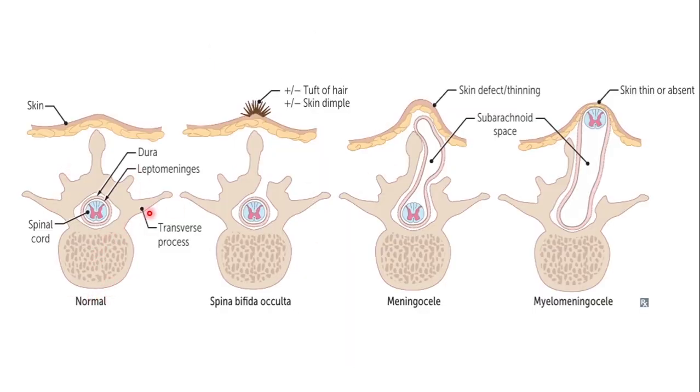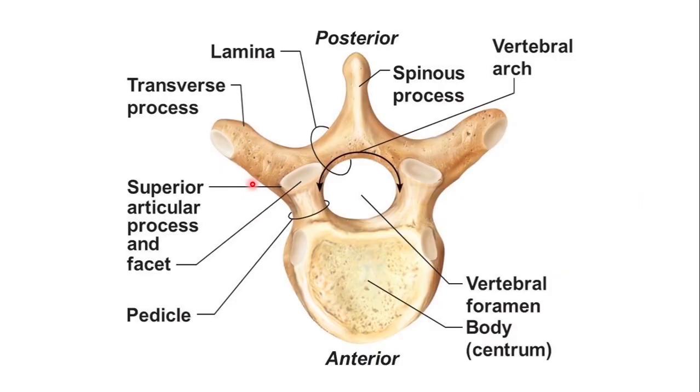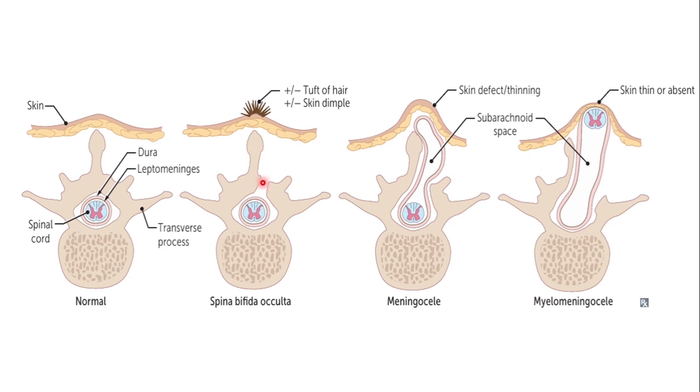This is the normal vertebrae, and then we have the first type of the spina bifida, which is the spina bifida occulta. What happens here is basically this vertebral arch does not fuse well, okay? So there is a problem in the fusion of the vertebral arch, but we have an intact neural tube. There's no problems whatsoever in the neural tube. This is called the spina bifida occulta, okay? The patient may present with a skin dimple or a tuft of hair.